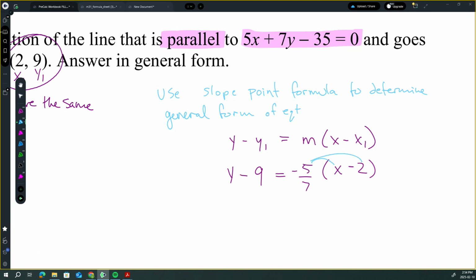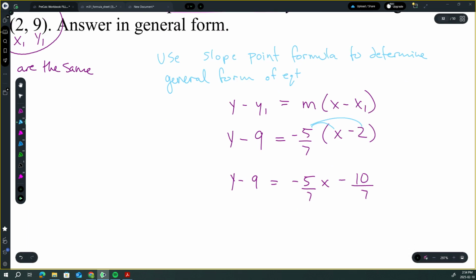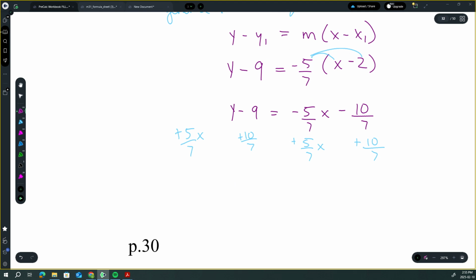So distribute negative 5 over 7 through. Y minus 9 is equal to negative 5 over 7x minus 10 over 7. And then I want to make sure that my x coefficient is positive, so that's why I'm adding the x term over. Let's add it over here. And then add over the 10 over 7. Let's reset. Okay. So 5 over 7x plus y minus 9 plus 10 over 7 is equal to 0.